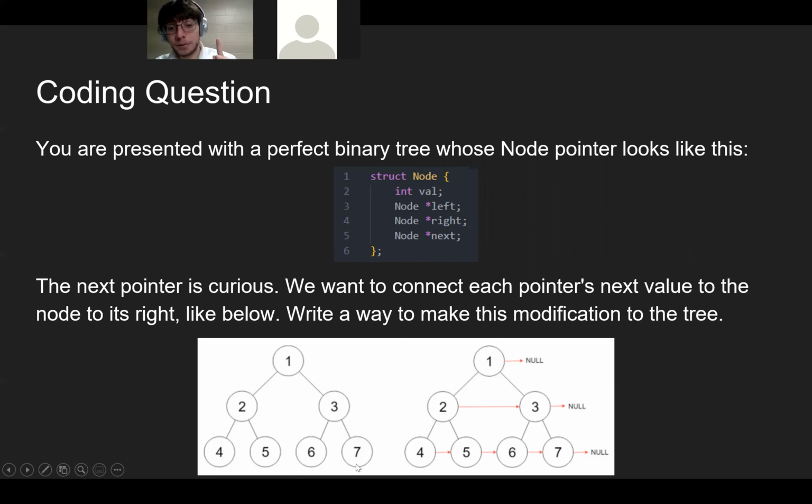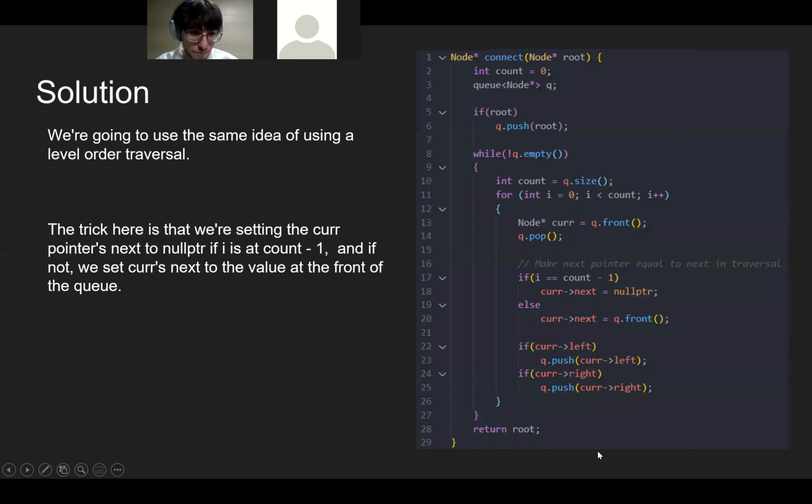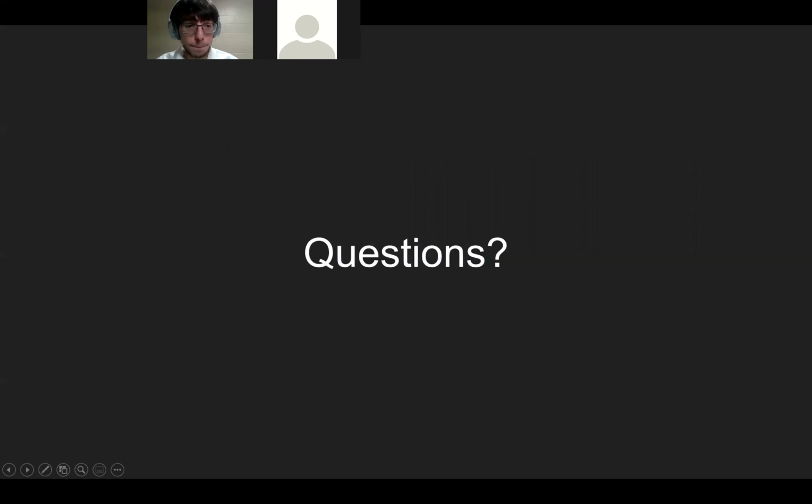But for 7, for example, there's nothing after it in the queue because it's the last thing at the level. So we can't point to the next thing in the queue. i is equal to count minus 1 in that case. So rather than pointing to the next thing in the queue, we're just going to point the next to the null pointer, which is exactly what we want, right? 7 goes to null. Other than that, though, it's just a regular level order traversal.